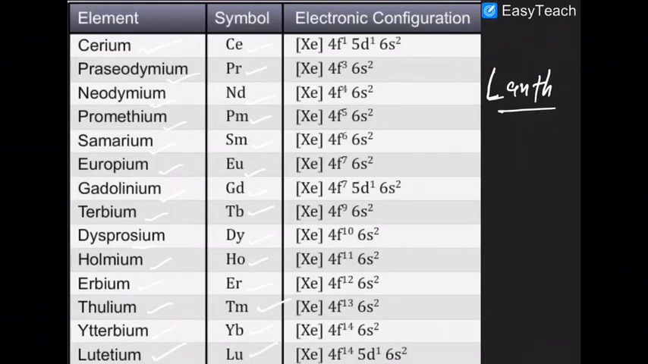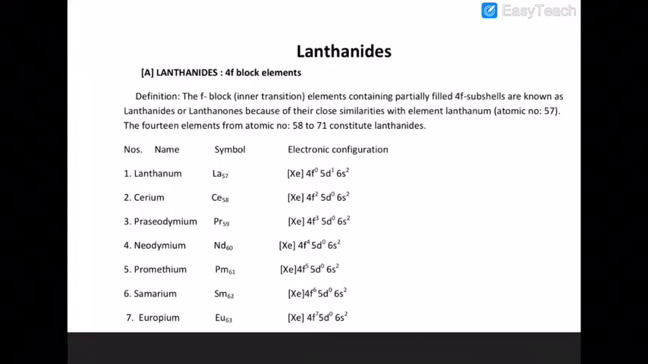Lanthanum is not taken as an f block element because it does not contain any f electron. So it starts from cerium and ends at lutetium. They are called lanthanoids because they come just after lanthanum. Are you sure? Take their names.